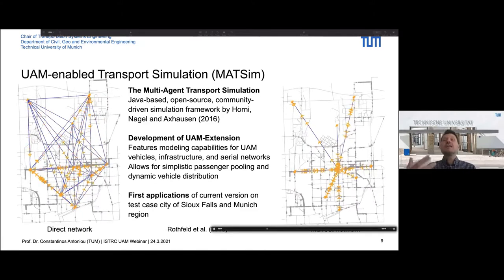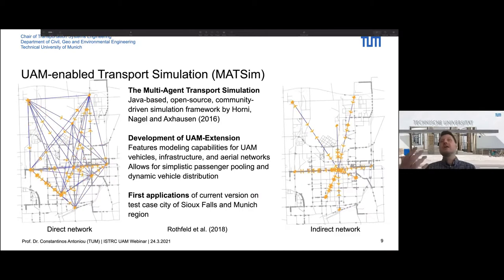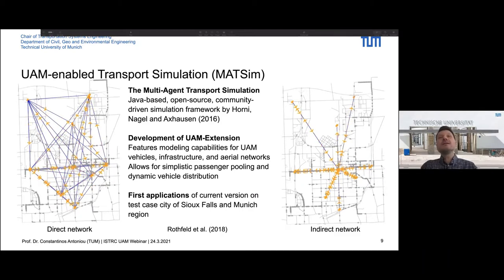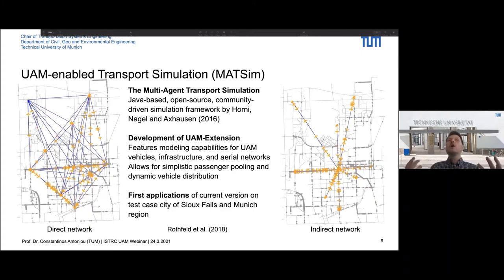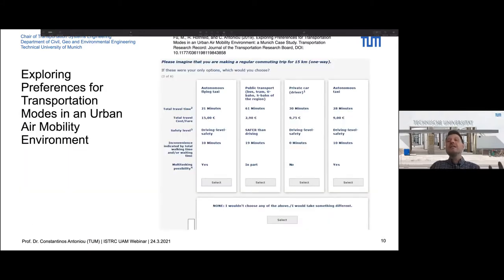And simulation is helpful in evaluating various scenarios. This is based on the research of a PhD researcher of mine, Raoul Rothfeld, who has submitted his PhD. So he developed this kind of simulation framework for urban air mobility. And one of the main things that we need to add is the mode choice component. So we can model how urban air mobility will operate, how the vertiports will work, access, etc. But there are aspects like mode choice where we need insight from the potential users.